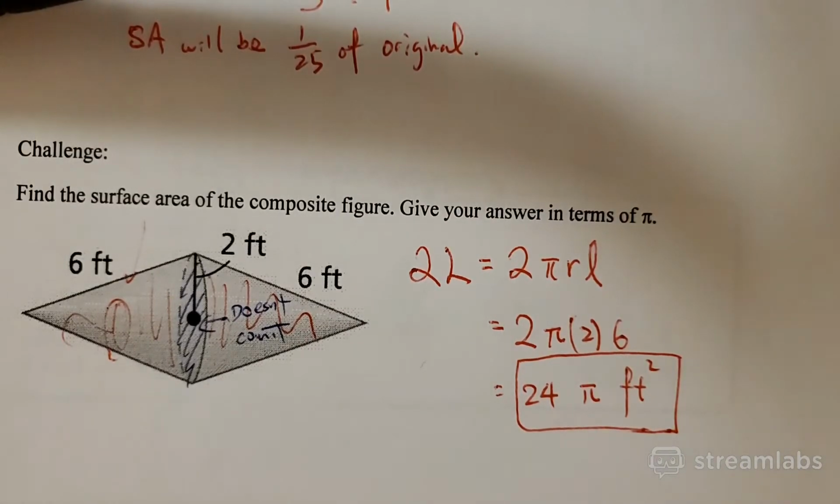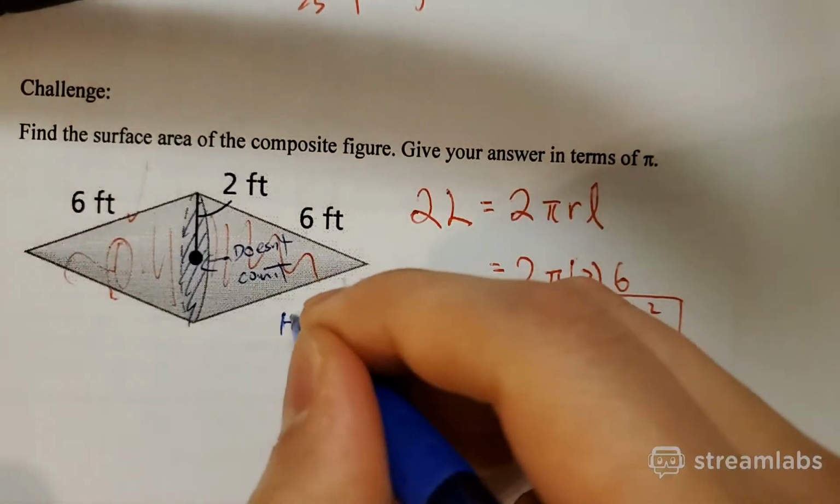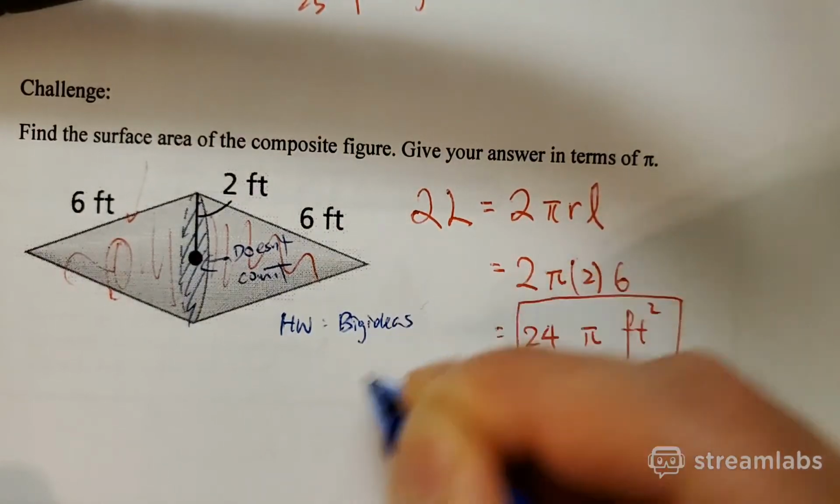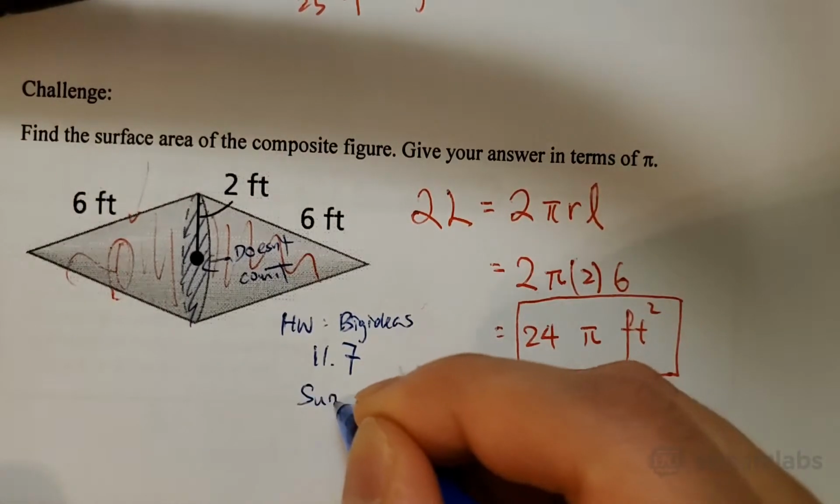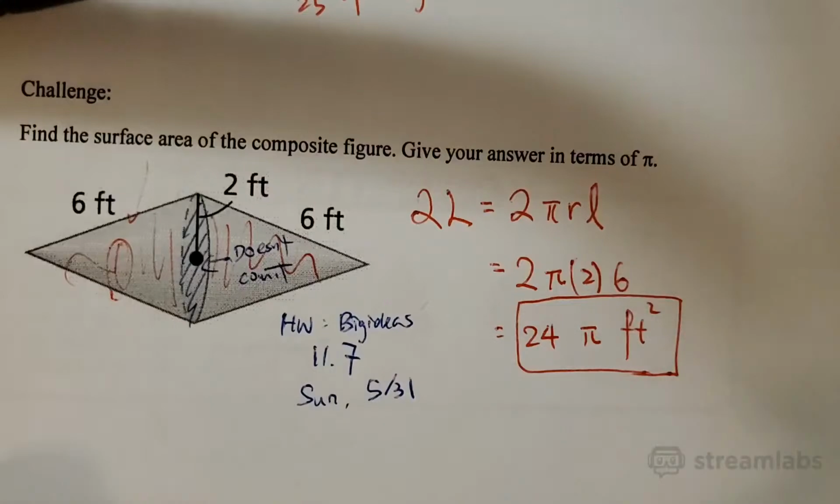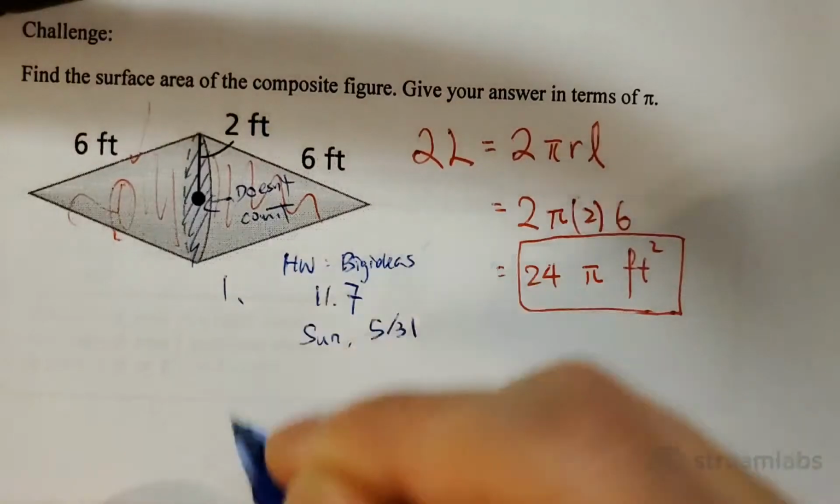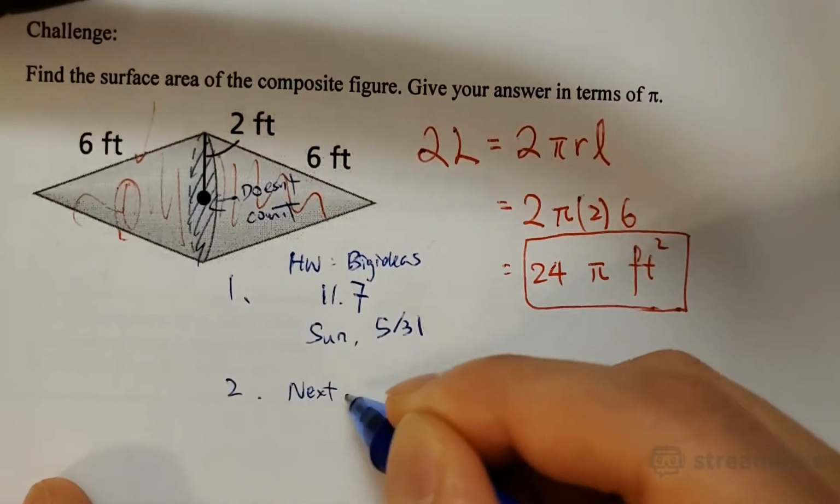Alright. So, let's talk about a few things that are coming. So first of all, homework for this week is already on Big Ideas. It's called 11.7. Okay? And it's due Sunday, the 31st of May. So next week is our last, so this is the first announcement. Number 2 announcement. Next week is next week.